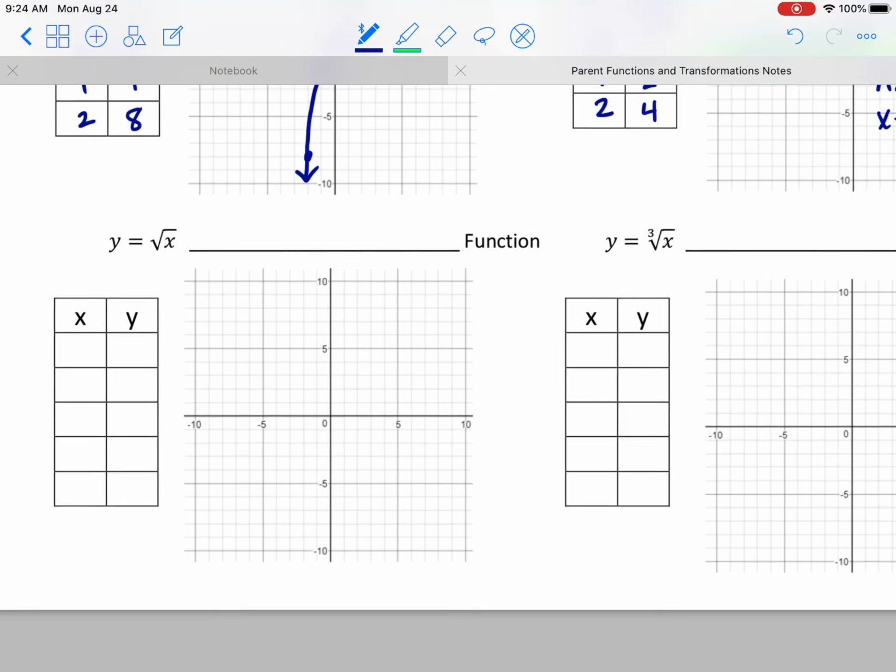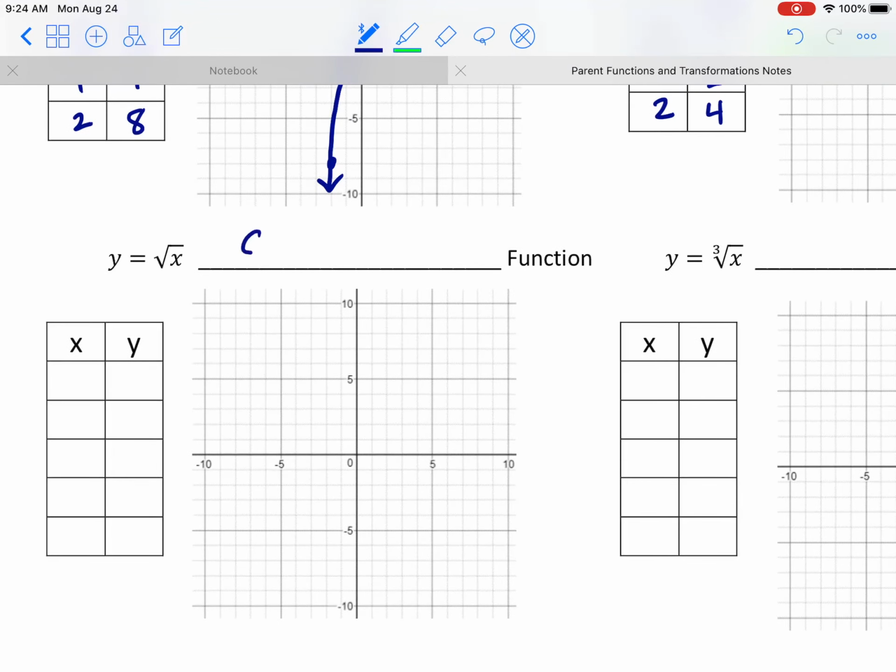Okay. Next, this is our square root parent. This is our parent square root function. Do we know what the square root function looks like? I think we saw this one the other day too, in our domain lesson. Every other table so far I've picked negative 2 to positive 2. I could technically have picked whatever I wanted for x, but that's not going to be true here.